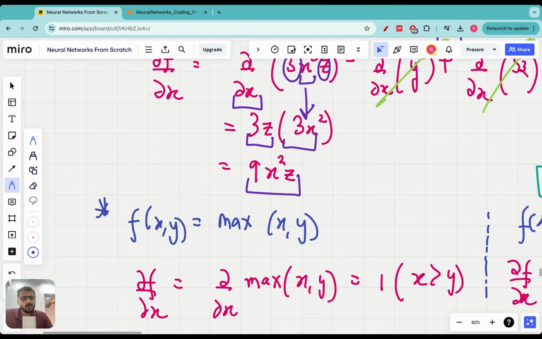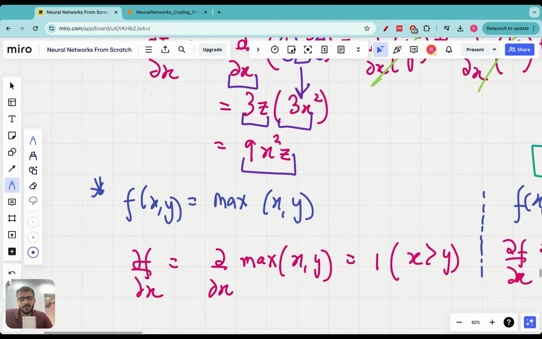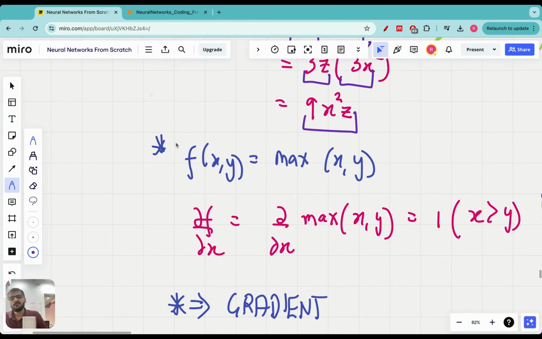And I want to take one more example just to motivate this idea further. Let's say f of x comma y is the maximum of x and y. So if x is 2 and y is 3, f will be 3. If x is 2 and y is 4, f will be 4. If x is 4 and y is 2, f will be 4. So it will just take the maximum of x and y.